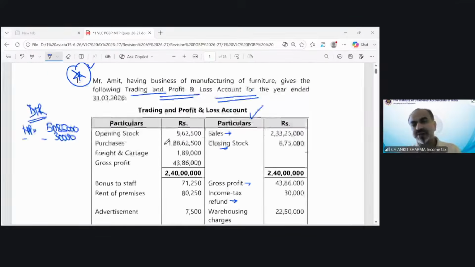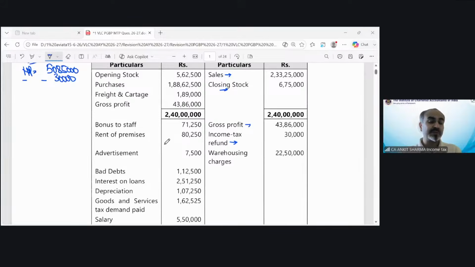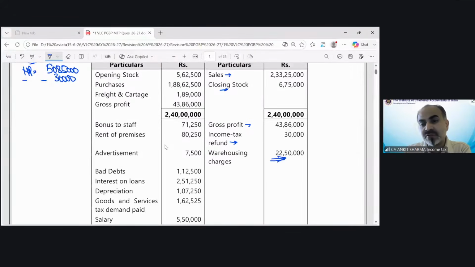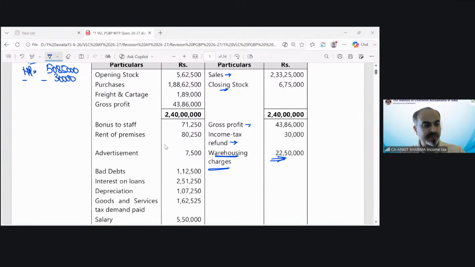Okay, now the credit side you can see has been done, but you can see there is a special 22,50,000 rupees income has been given, and the name is warehousing charges. Can you remember something special regarding this warehousing charges? Any specific treatment of warehouse charges? What is the relevance of this warehousing charges? Do we have any special provision for these warehouse charges or not? Who will tell me? Anyone?